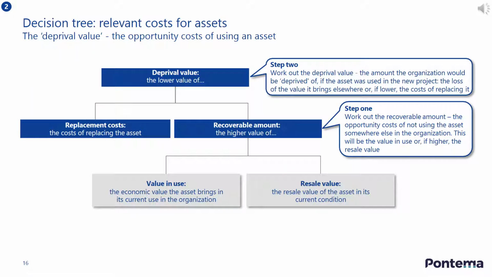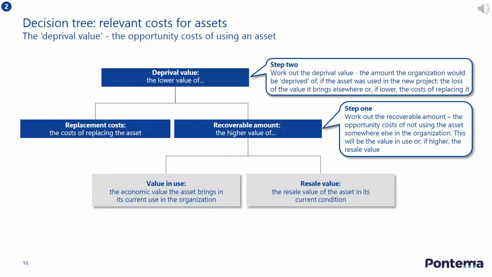To conclude this section on how the relevant costing principle can be applied, here is a decision tree looking at the relevant costs for diverting assets, such as machinery. The steps you need to be taking are, firstly, to work out the recoverable amount, which is the opportunity cost of not using the asset somewhere else in the organization, or if higher, the resale value of the asset.